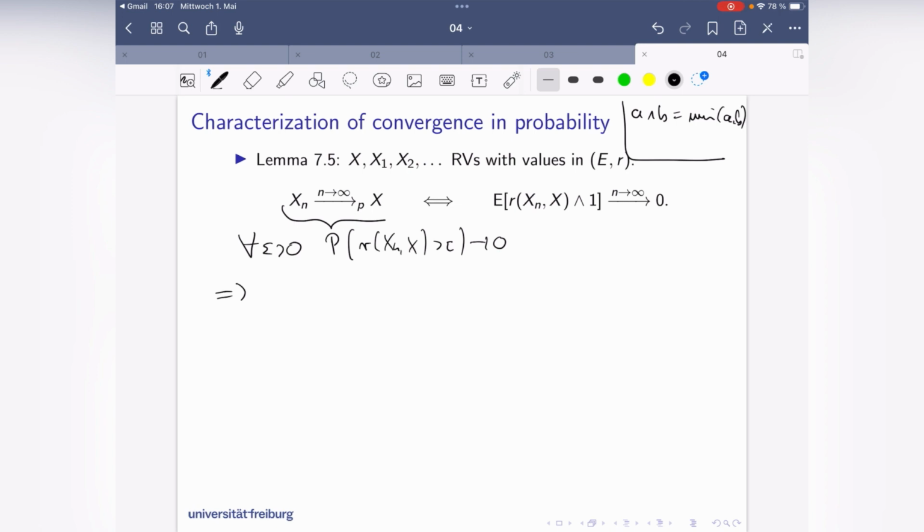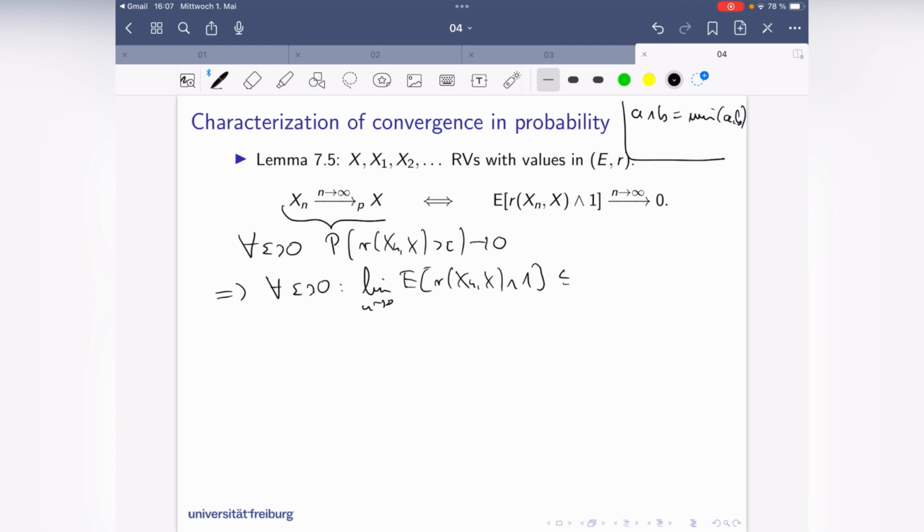From left to right. Pick some epsilon bigger than 0. Then I need to show, given this holds, also this holds. And this is the same as showing the limit is smaller than epsilon, because epsilon is arbitrary. And how to do this? Consider the limit of the expectation of d(Xn, X) minimum 1, n goes to infinity.